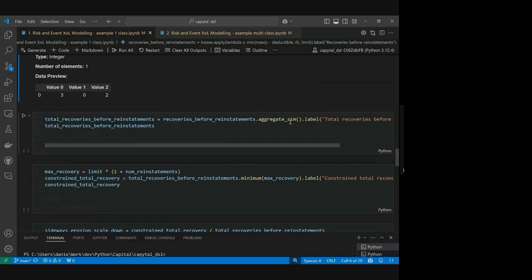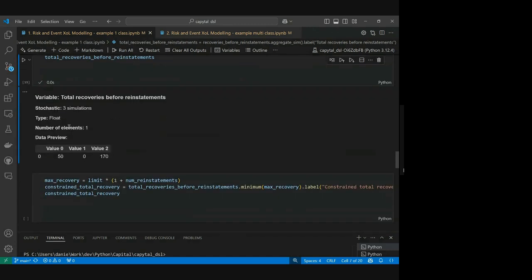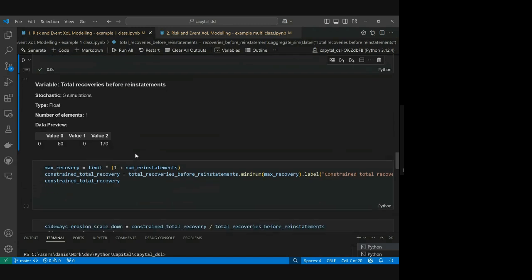So we're going to aggregate up into simulations now. We're going to aggregate across the individual events. And this gives me, for each of the 3 simulations, the total recovery that I've made on all the individual risk events, in the individual risk losses that have happened across all the various events.